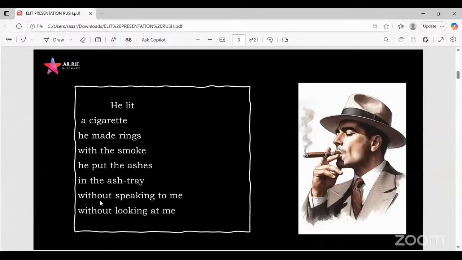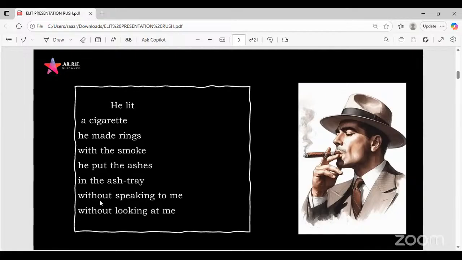Now that we understand the words, let's explain the meaning of this stanza in a simple way, right? So the man lights a cigarette and blows smoke in a circle shape. Then he carefully puts the ashes into the ashtray. While doing all of this, guys, he does not speak to the narrator and does not look at them. So his actions are quiet, distant, and cold.